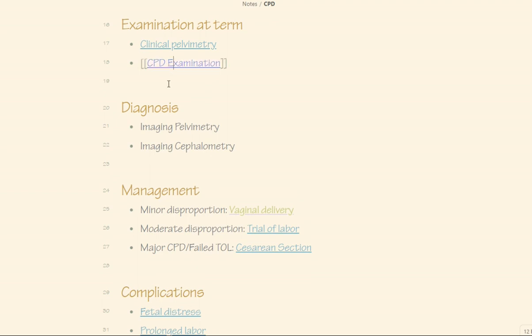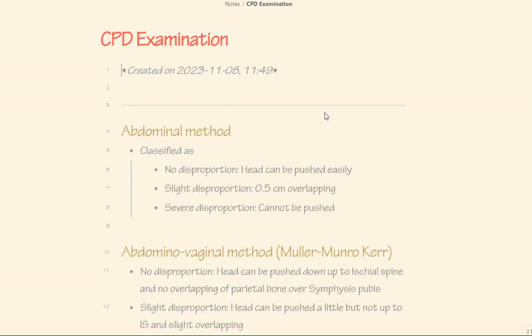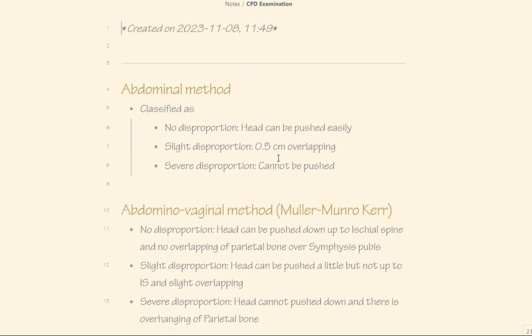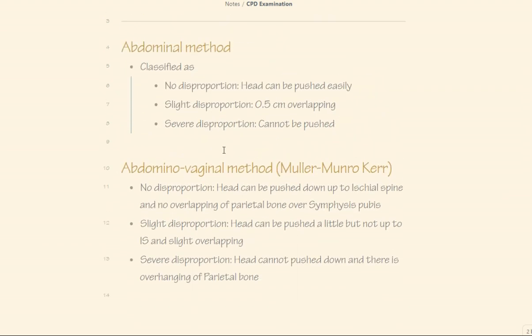So how do we examine for cephalopelvic disproportion? What is mild, moderate, or severe? There are two methods: the abdominal method and the abdominovaginal method. The abdominal method is classified after findings as no disproportion, slight disproportion, and severe disproportion. The abdominovaginal method is also classified as no disproportion, slight disproportion, and severe disproportion.